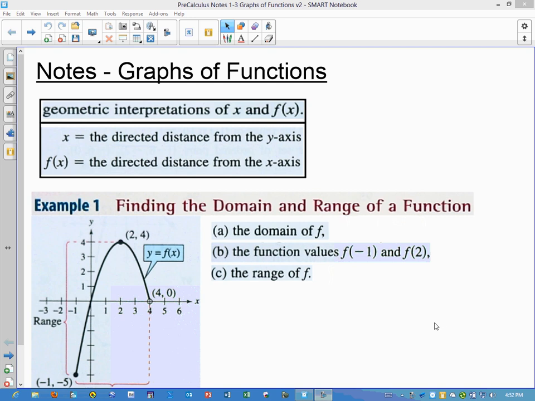Hello, this is Mr. P, and today we're going to talk about graphs of functions. And we're going to start with the geometric interpretation. We're going to look at what is the geometric interpretation of x and f of x.